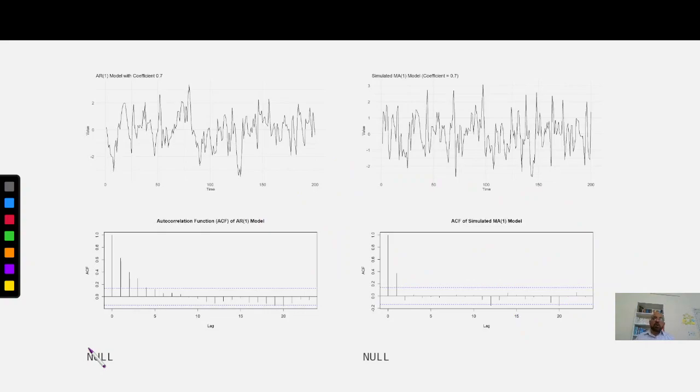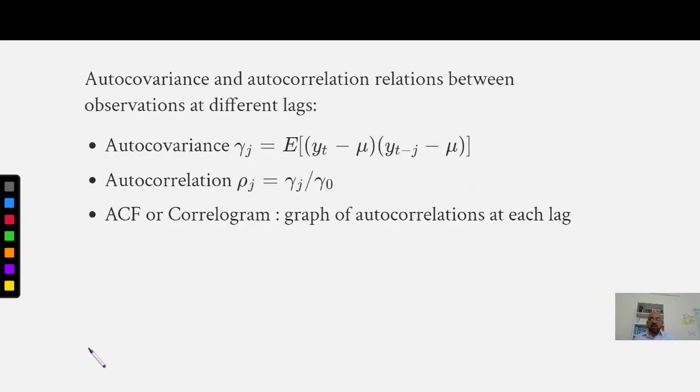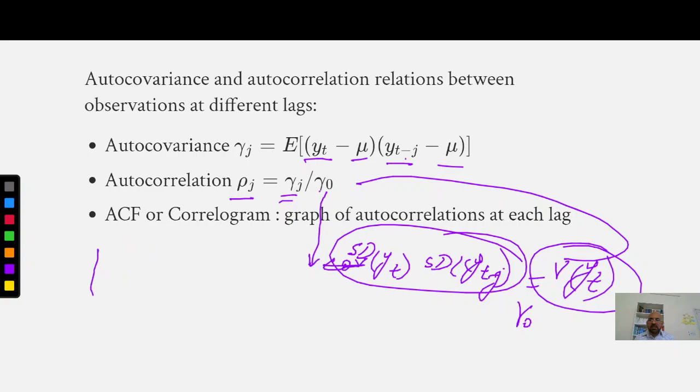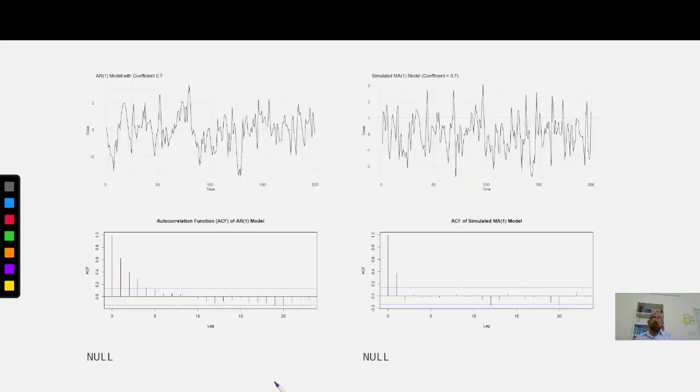So what is a correlogram? A correlogram is basically plotting correlations against their lag values. Here you have lags, here you have correlations, and this plot against lags is called a correlogram. Now you see, this is an AR1 model with coefficient 0.7: Y_t equals, I don't recall whether the intercept is included or not, 0.7 Y_(t-1). So your AR coefficient is 0.7.